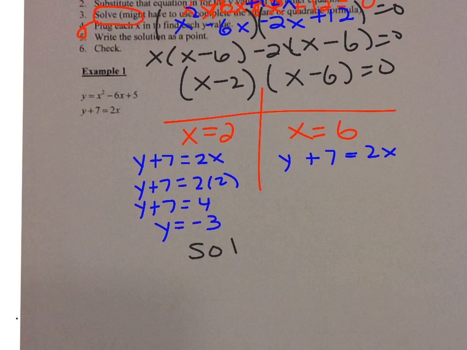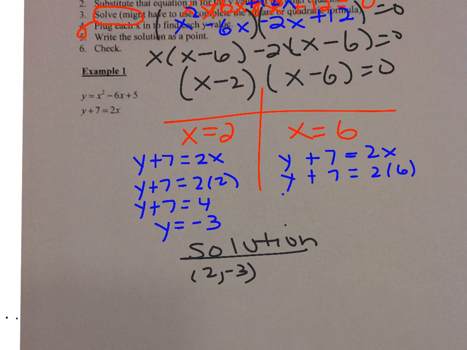So you're going to write the word solution. And one of my solutions is 2 comma negative 3. All right, on to the other side when x is equal to 6. So I have y plus 7 equals 2 times 6. So that's y plus 7 equals 12. So 12 minus 7 is 5. So my other solution would be 6 comma 5.